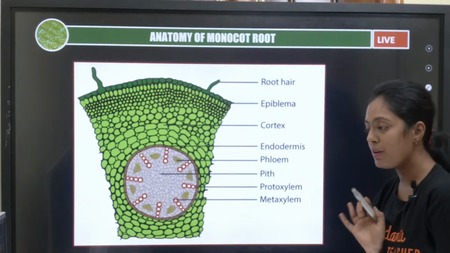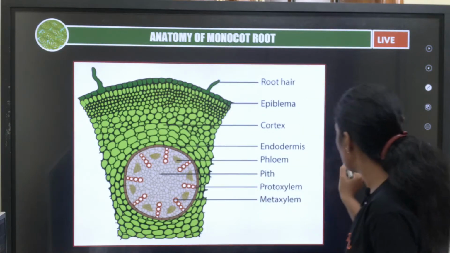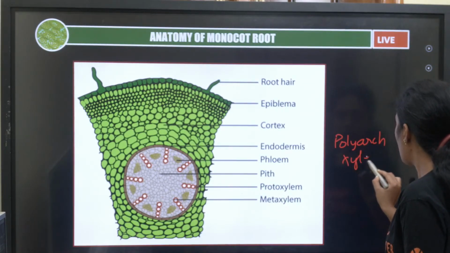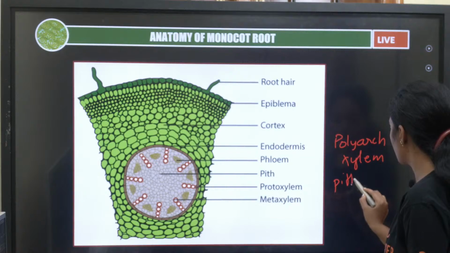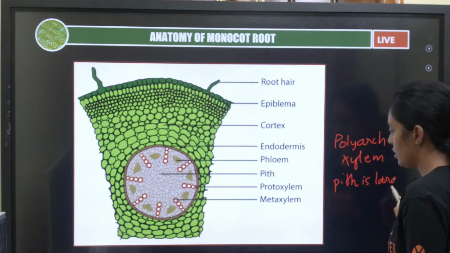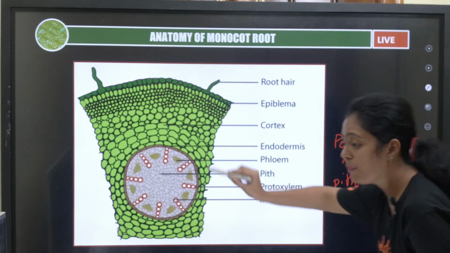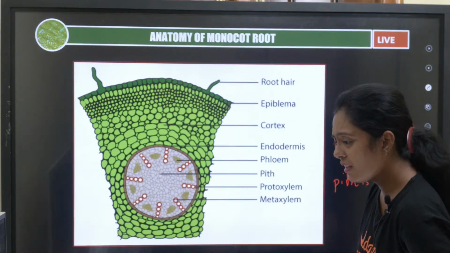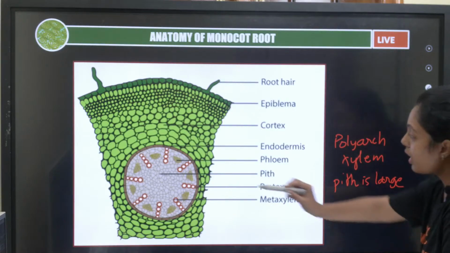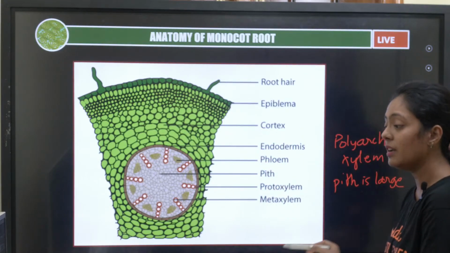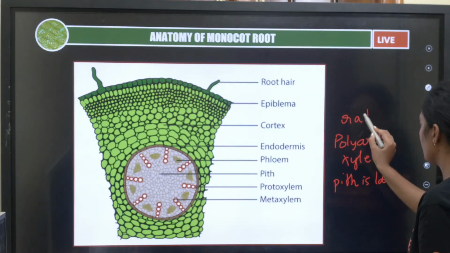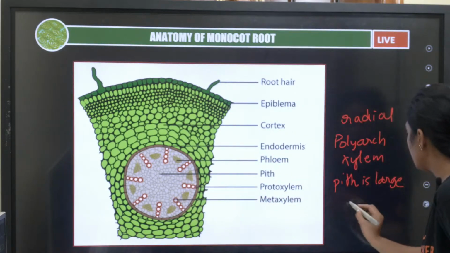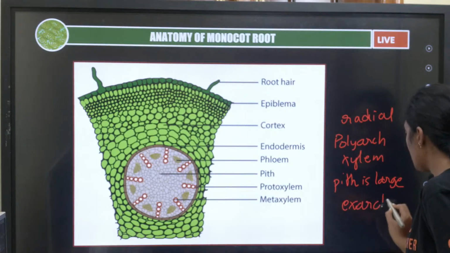Yes, this is the entire picture. Monocot root. Okay, so what do we see here? Polyarch xylem. And the pith is large. Now tell me, this is also exarch because my metaxylem is towards the outside. Is it conjoint, open or closed? It's not even conjoint here. It is radial type. Pith is large. Metaxylem is towards the periphery, so we call it exarch.